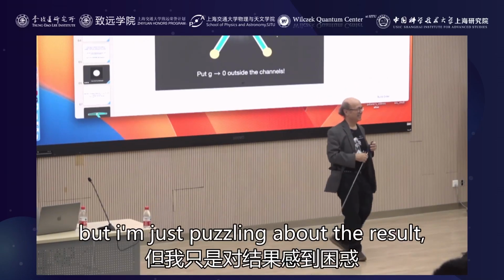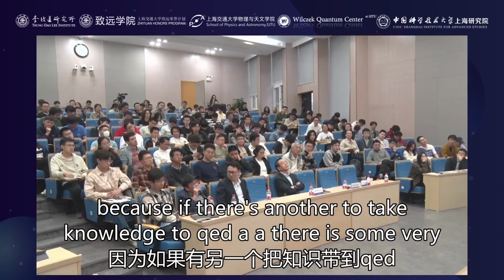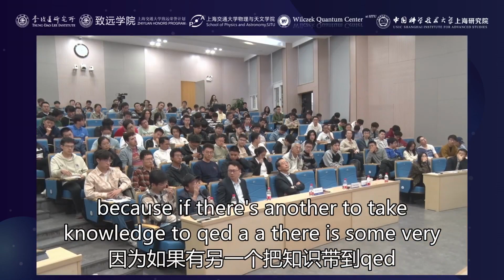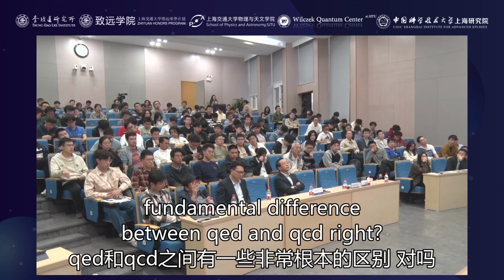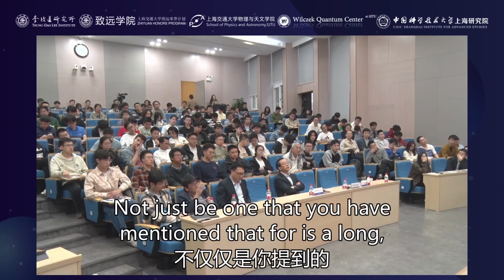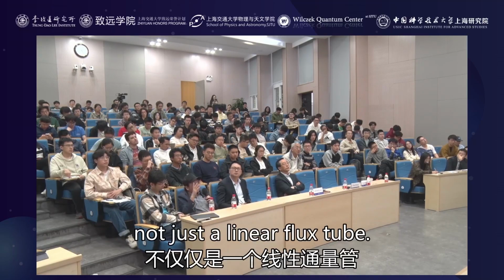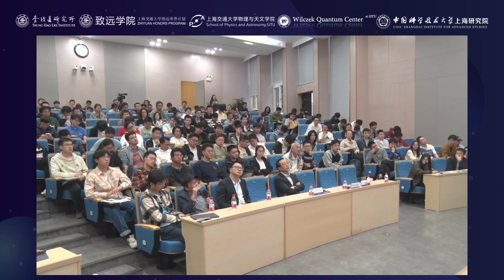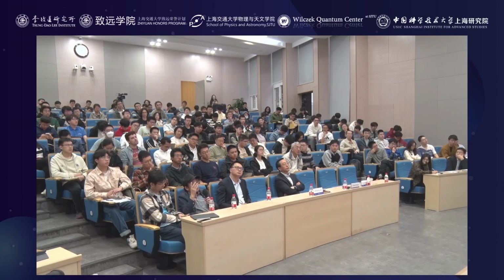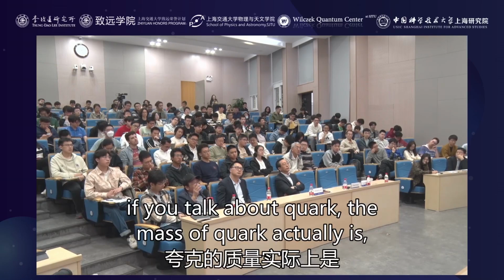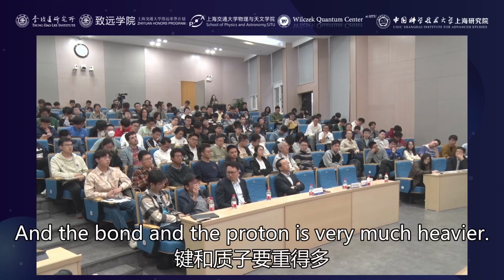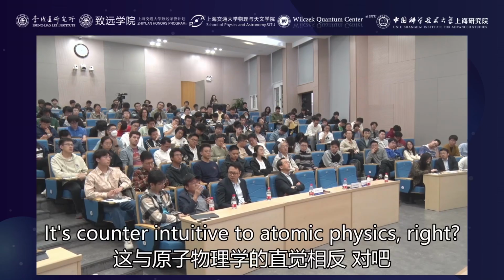Yeah, but I'm just puzzling about the results, because if we take the analogy to QED, there's some very fundamental difference between QED and QCD, right? Right. But not just the one you mentioned, that it is a long range force, not just a linear flux tube, and the other one was actually captured by the MIT bag. If you talk about quarks, the mass of a quark you can take to be basically 0. Yes. And the proton is much heavier. Yes. So it's counterintuitive to atomic physics, right?